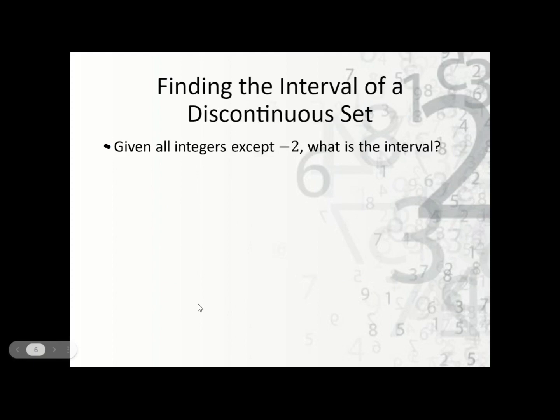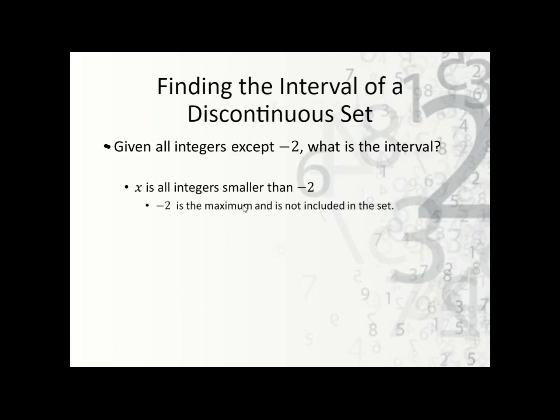Here's another example. It says all integers except negative 2. So notice now we're going to have integers on the left side of negative 2 and integers on the right side of negative 2. So we need all the integers smaller than negative 2. So we know then that negative 2 is the maximum because it's got to be smaller than that. So negative 2 is the maximum, and it's not included because it says except negative 2. So we know we're going to have a parenthesis around negative 2.